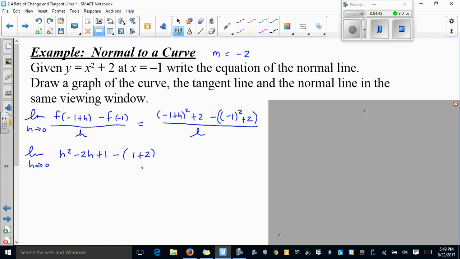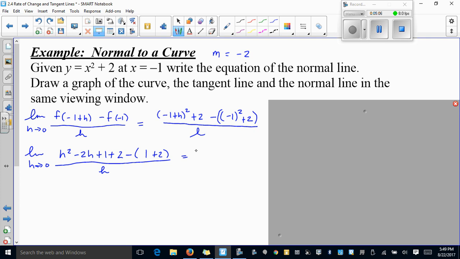I did what was in parentheses, but I forgot that plus 2. Plus 2 minus -1 squared is just 1 plus 2, all over h. Now combine your like terms, so you have h squared minus 2h plus 2.